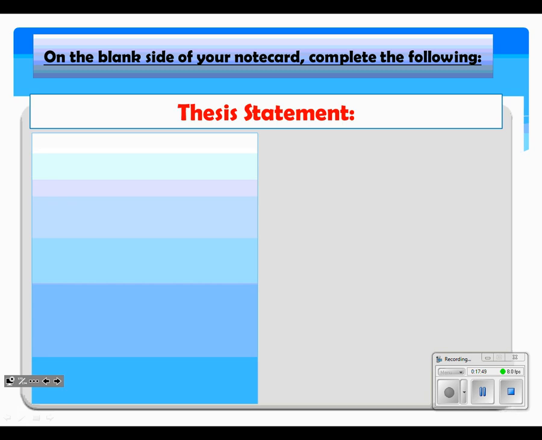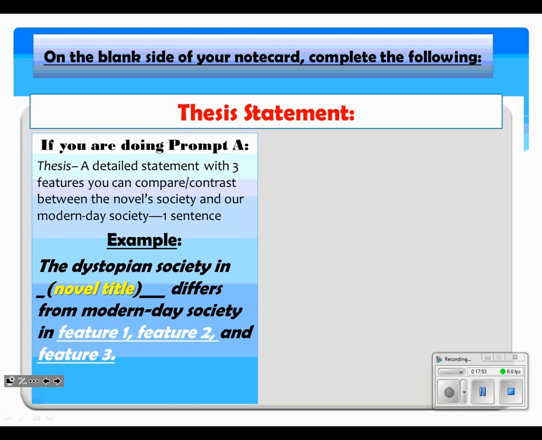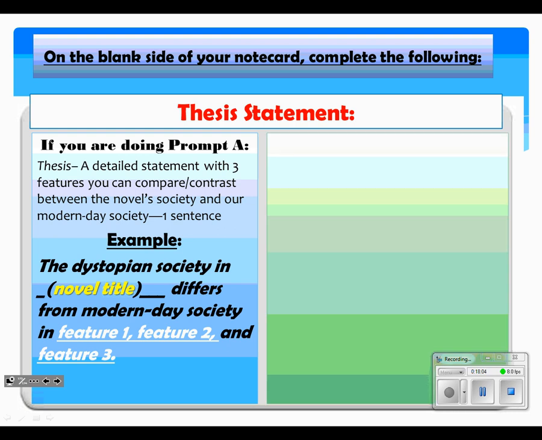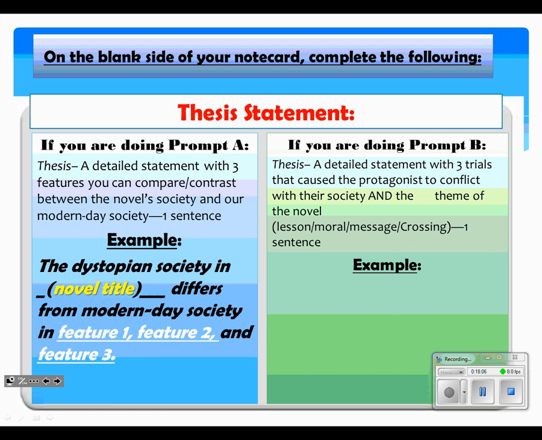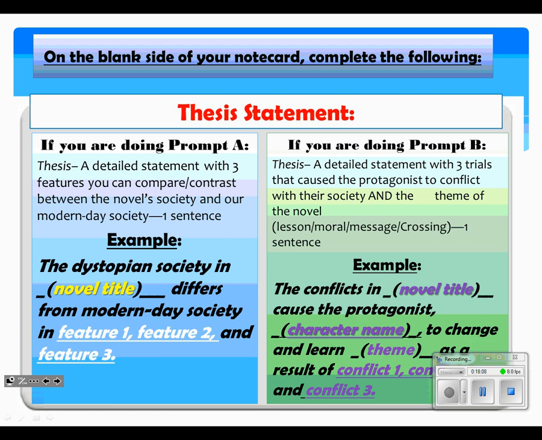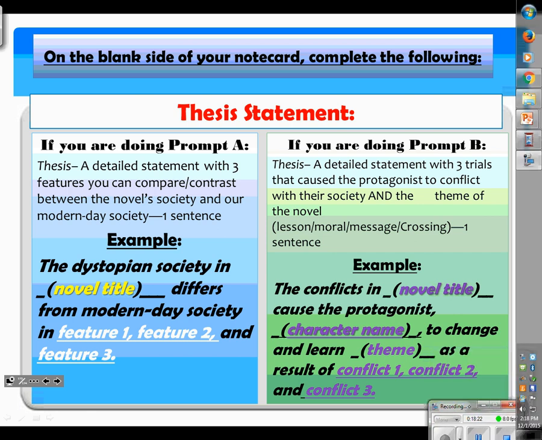Okay? Now with the thesis statement, if you're prompt A, you're looking at the left-hand side of the screen. Here is your thesis. You would copy what's in black, but you insert the proper wording for novel title and the 3 features. Okay? If you're prompt B, you're looking in the green box. There's your thesis frame. Again, you copy what's in black. What's in purple, though, you have to insert the appropriate information. This is the last component that you need to have a good working introduction for now.